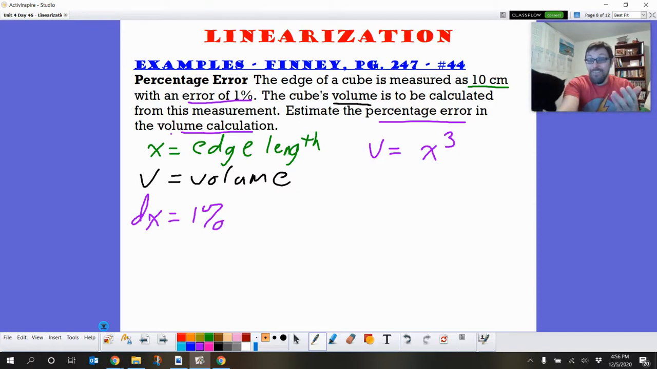Then in order to figure out what the percentage error in our volume is, our volume error, change in our volume is going to be dV, volume change.